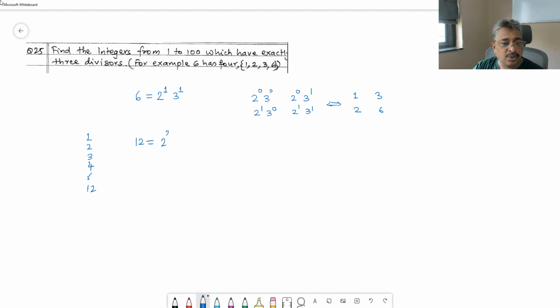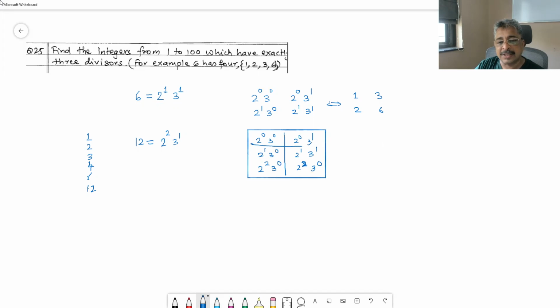So 12 is 2 raised to 2, 3 raised to 1. So 2 raised to 0, 3 raised to 0; 2 raised to 0, 3 raised to 1. In the same way, 2 raised to 1, 3 raised to 0; 2 raised to 1, 3 raised to 1; 2 raised to 2, 3 raised to 0; 2 raised to 2, 3 raised to 1. So now the total is 6. Are there 6 divisors? 1, 2, 3, 4, 5, 6. Is this 1? Yes. Is this 3? Yes. Is this 2? Yes. Is this 6? Yes. Is this 4? Yes. Is this 12? Yes.